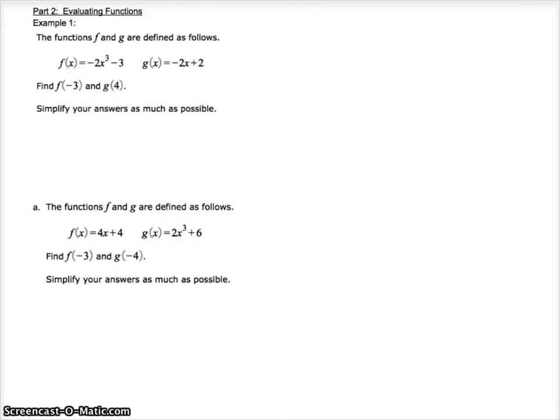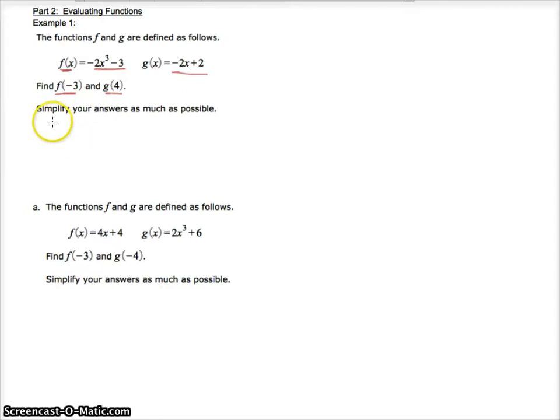Welcome back for part 2 of Introductions to Functions, and here we're going to evaluate the functions. We're going to be given the function rule, and they want us to find f of negative 3 and g of 4. So f and g are defined by the following rules. F of x is negative 2x to the third power minus 3, and g of x is negative 2x plus 2. And it says find f of negative 3 and g of 4.